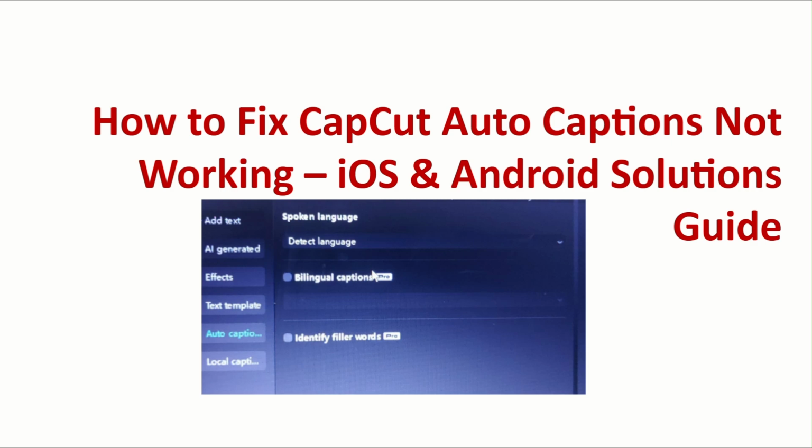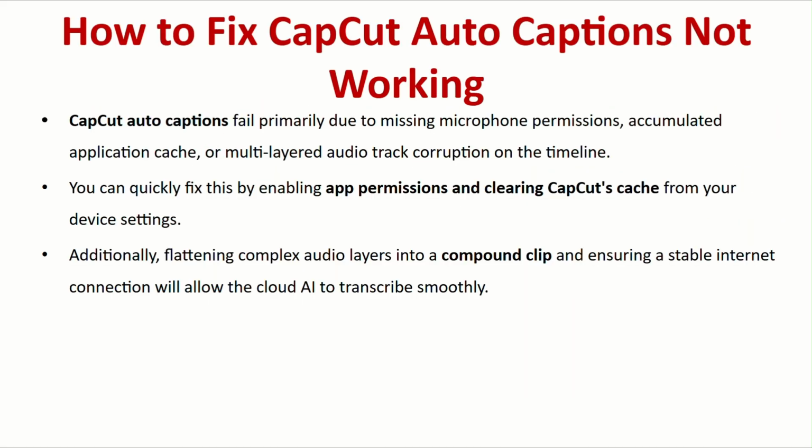Today in this video we are going to see how to fix CapCut auto captions not working, iOS and Android solutions guide. CapCut auto captions fail primarily due to missing microphone permissions, accumulated application cache, or multi-layered audio track corruption on the timeline. You can quickly fix this by enabling app permissions and clearing CapCut's cache from your device settings. Additionally, flattening complex audio layers into a compound clip and ensuring a stable internet connection will allow the cloud AI to transcribe smoothly.